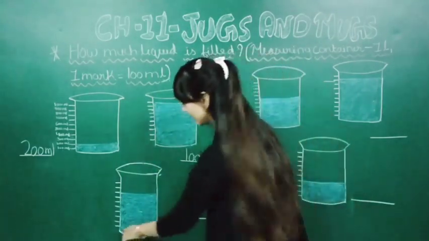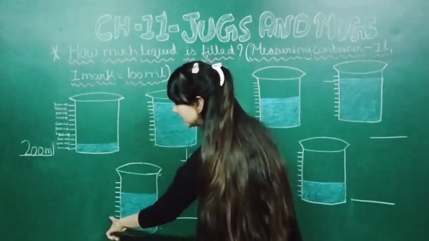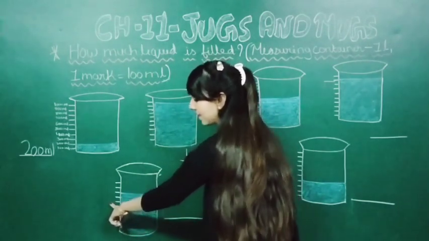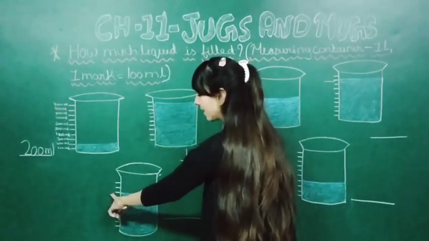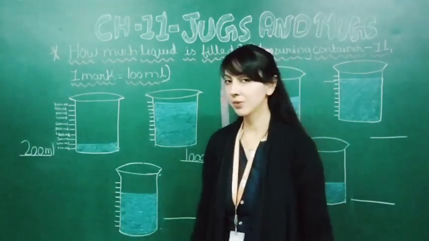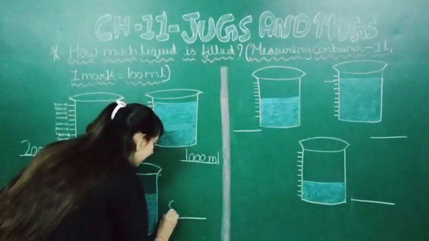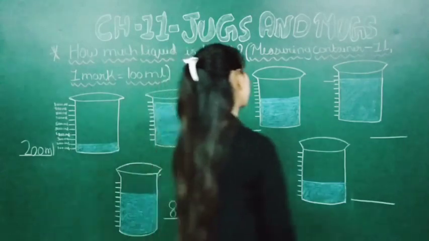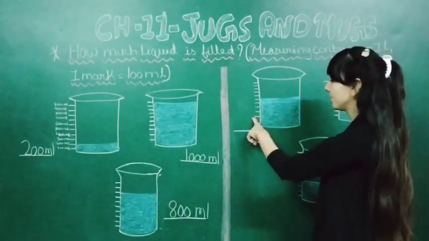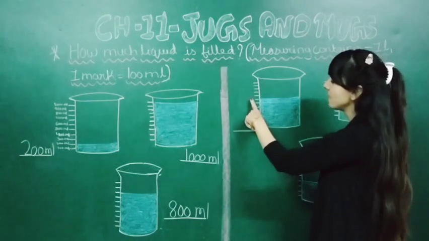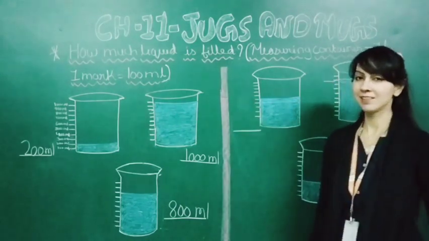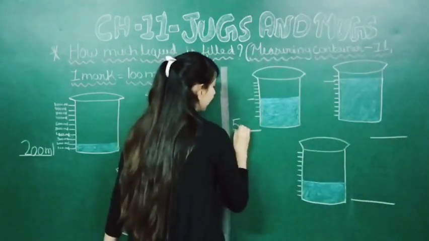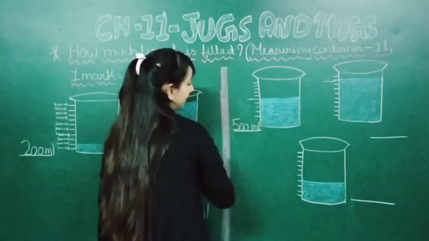Okay. Now next one. Now here let's find out. 100 ml, 200 ml, 300 ml, 400 ml, 500 ml, 600 ml, 700 ml, 800 ml. Now till here you can find, till 800 ml. So here we will write 800 ml. Okay. Now next one we will see. 100 ml, 200 ml, 300 ml, 400 ml, 500 ml. Yes, water is filled till here, 500 ml. So here we will write 500 ml.